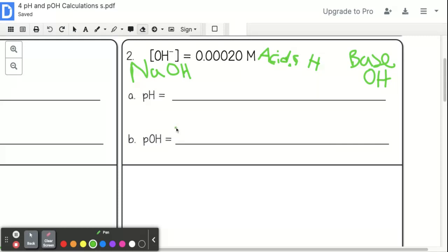So we're going to put that into your negative log. So negative log of this hydroxide concentration, 0.00020. Then we're just going to put that in our calculator. Negative log 0.00020, and that's going to give us 3.7. I rounded it a little bit. Okay, this is the pOH.